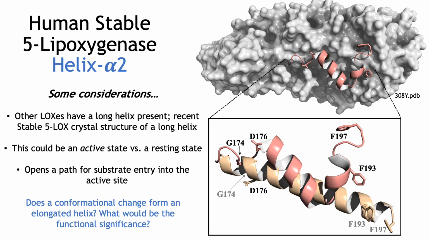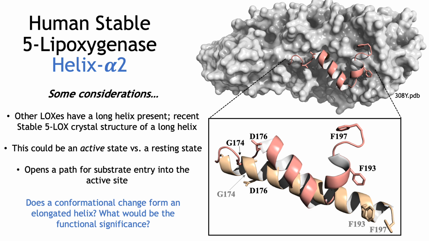Helix alpha 2 is drastically different in the 5-LOX structure compared to other LOXes. While 5-LOX shows a broken V-shaped helix, other LOX structures, such as 15-LOX2, show an elongated helix. Further crystallization experiments with 5-LOX by our lab revealed an elongated structure of helix alpha 2. This is pictured to the right.